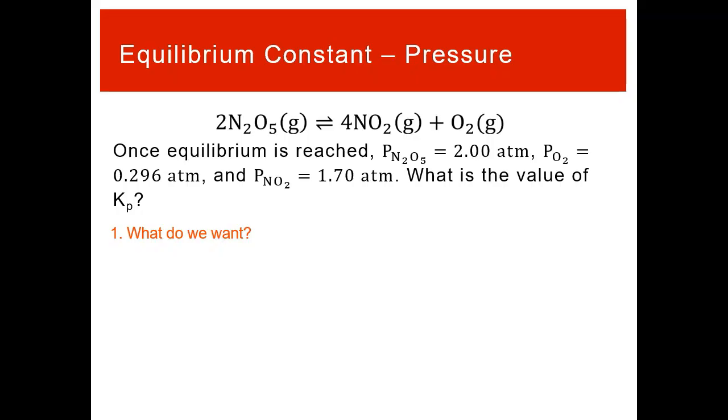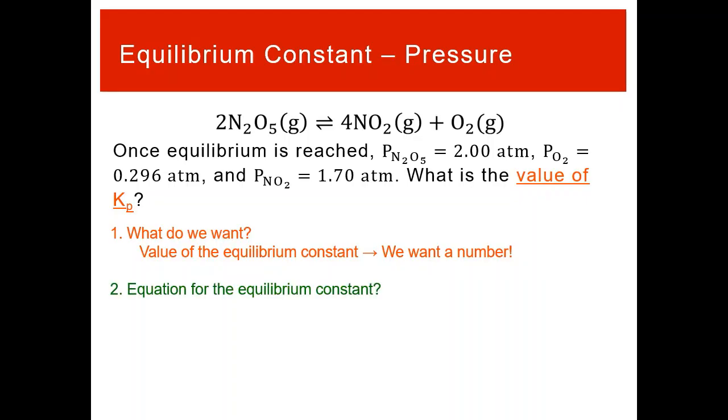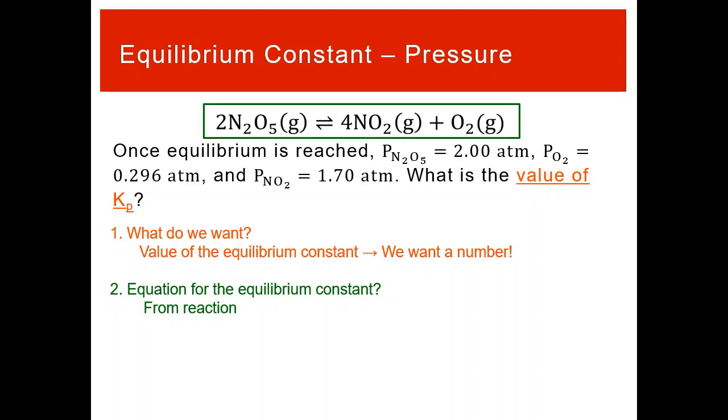So we can start by asking, what do we want? It's the value of the equilibrium constant. So this is important. We don't want to forget that equilibrium constants are numbers. Equilibrium constants are numbers, and they have values that we want to be able to compute. So if we want a number, what's the equation that relates to this number? Well, it comes from the reaction. We're given the reaction, so we need to take that and turn it into the equation for Kp.